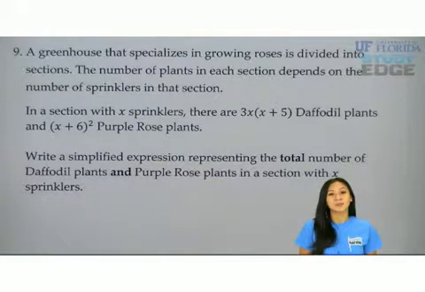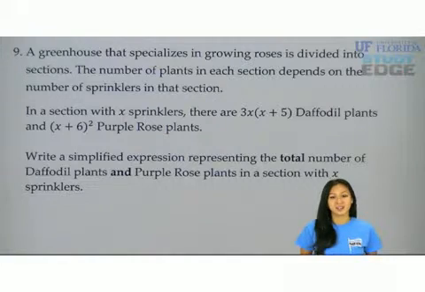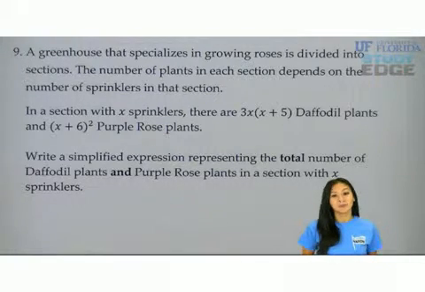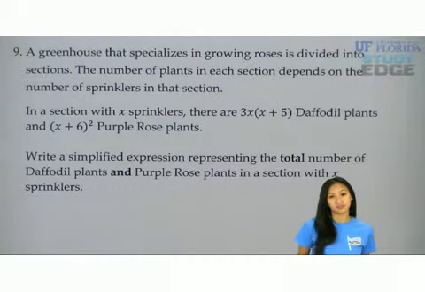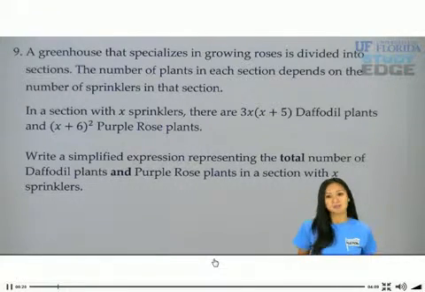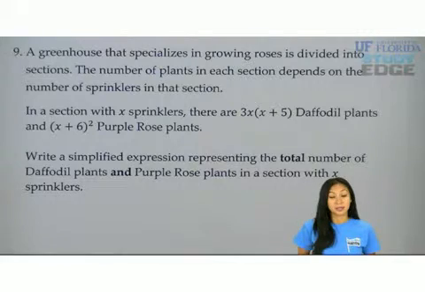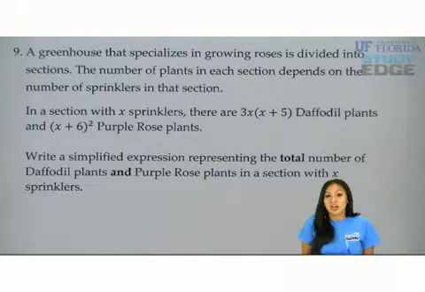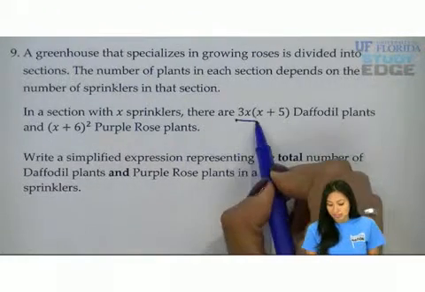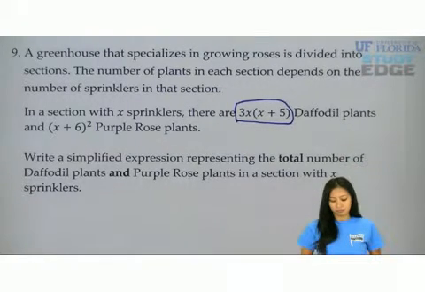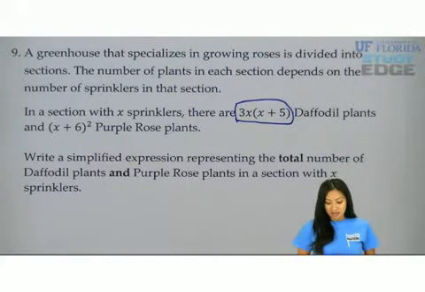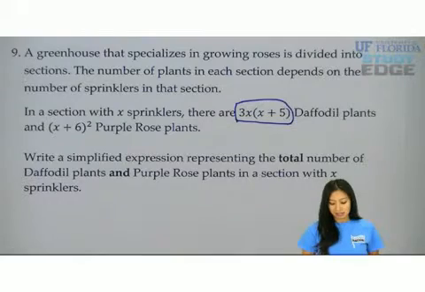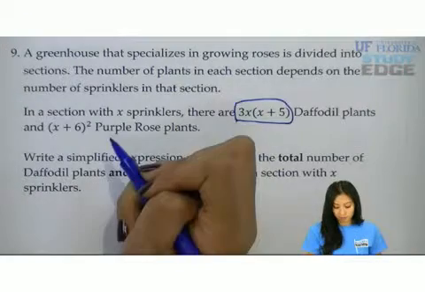A greenhouse that specializes in growing roses is divided into sections. The number of plants in each section depends on the number of sprinklers in the section. Okay, that's fine. That makes sense. Water and more plants or something. In a section with x sprinklers, there are 3x times x plus 5 daffodil plants and x plus 6 to the second power rose plants.